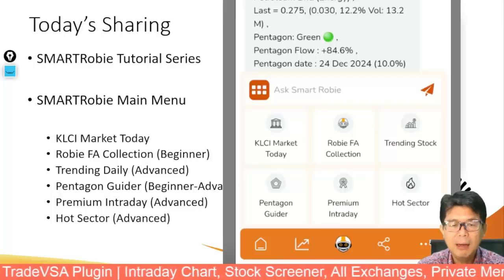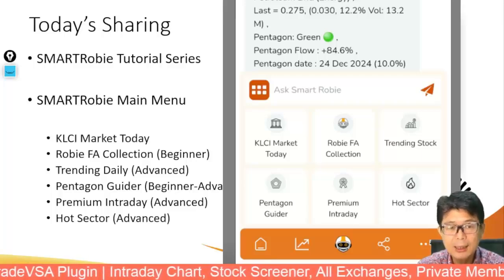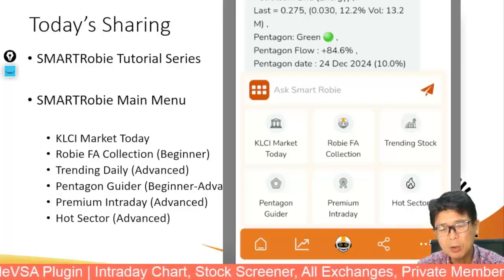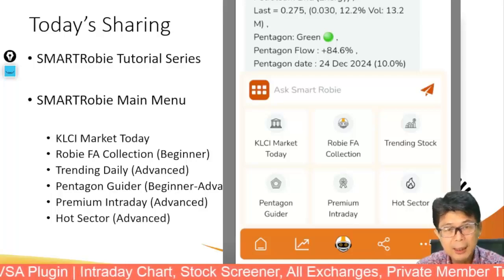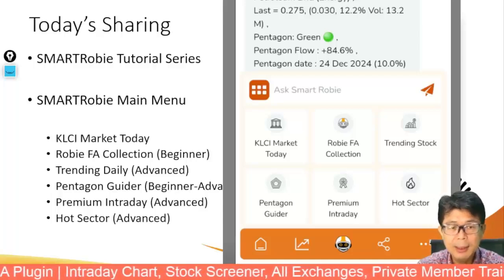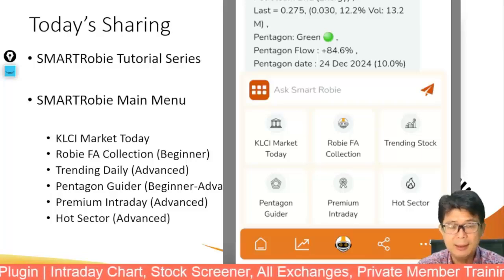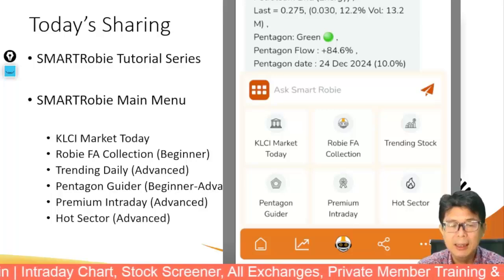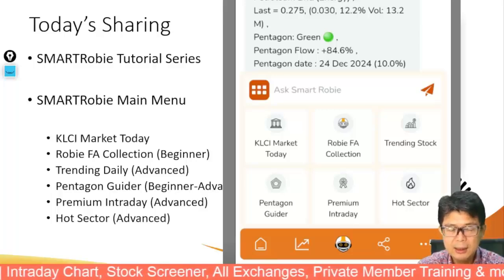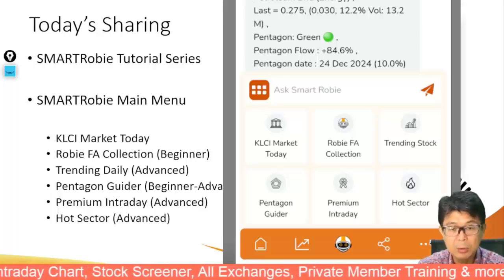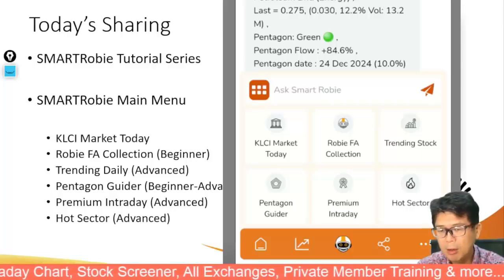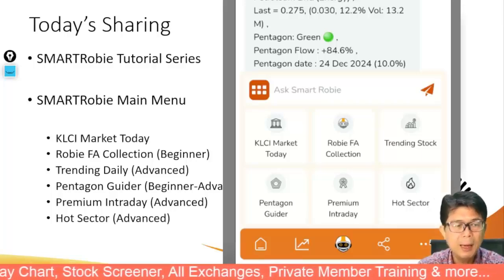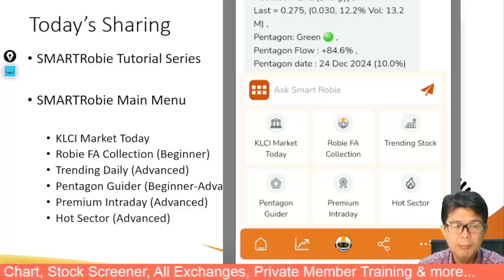And for our advanced traders, we have the premium intraday alert. Now these are some of the stocks that are moving, and again they are updated every 20 minutes, so they are also 20 minutes delayed. They are very fast moving on the day where the Pentagon Guider actually turned green Pentagon. So these are some of the stocks that just turned green Pentagon, and also we have a couple of pullbacks in our premium alert in there.